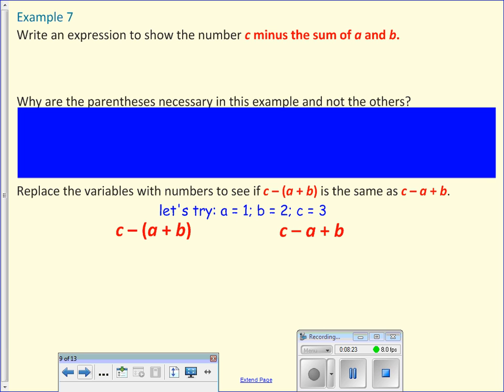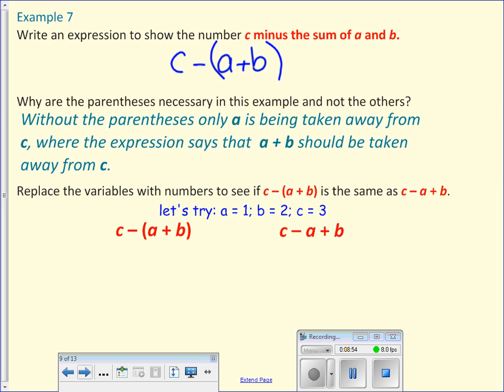Let's write an expression to show the number C minus the sum of A and B. So look at the board, please, ladies. C minus the sum of A plus B. Do I need parentheses now? Because this would have me subtracting before finding the sum. But it's telling me I'm supposed to subtract the sum. So do I need parentheses now? Yes, I do. Because that would mean something totally different.